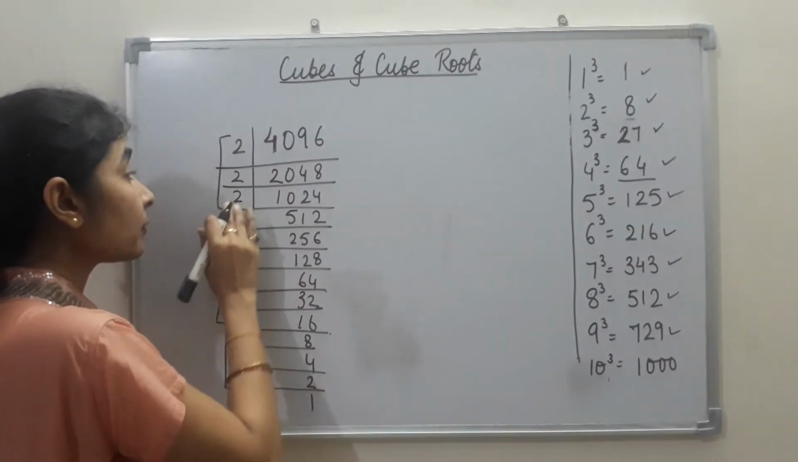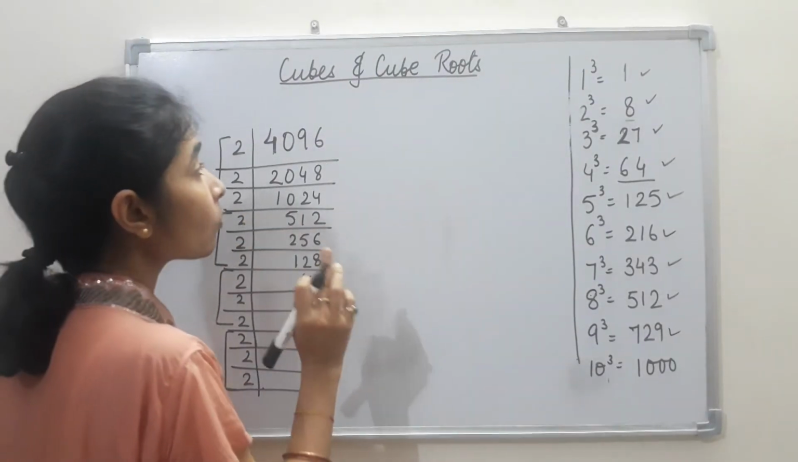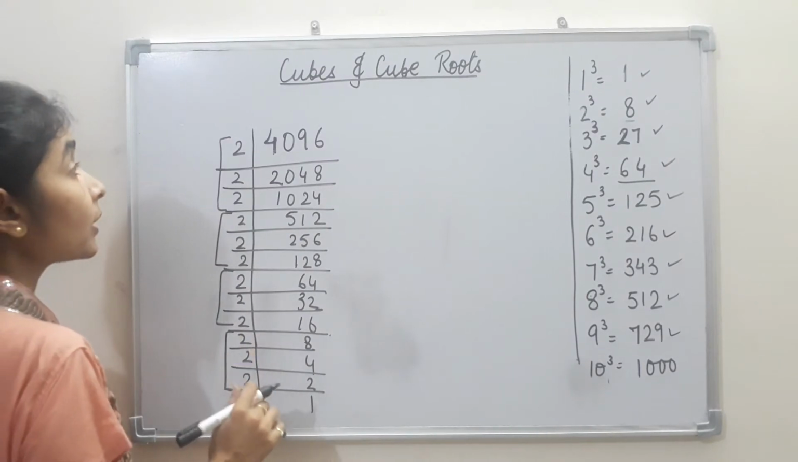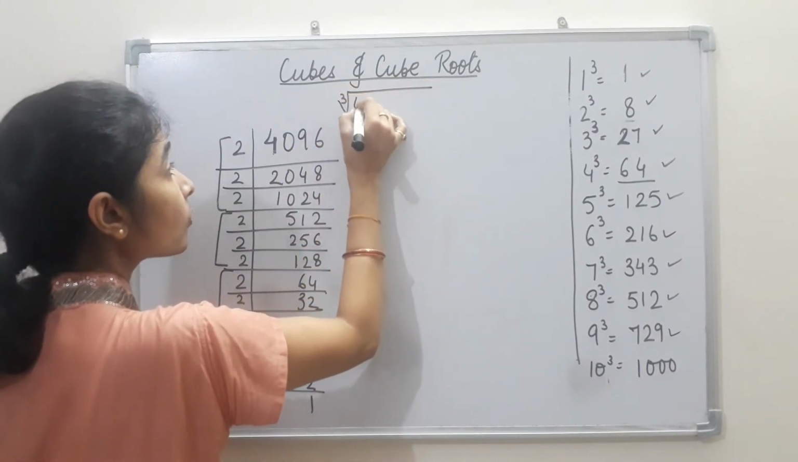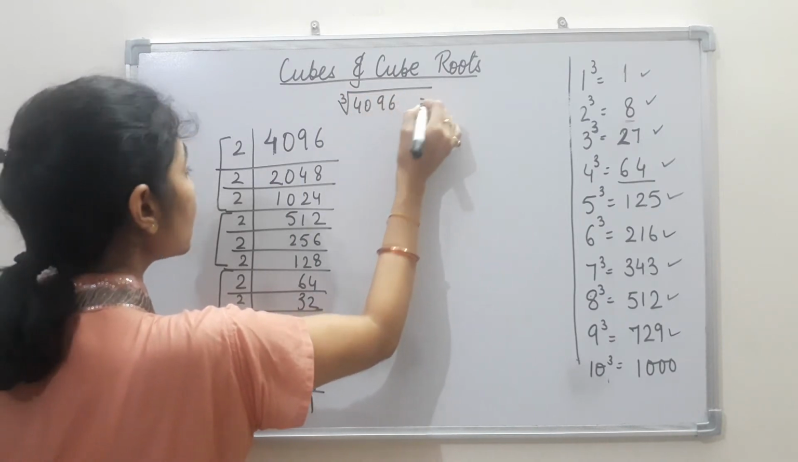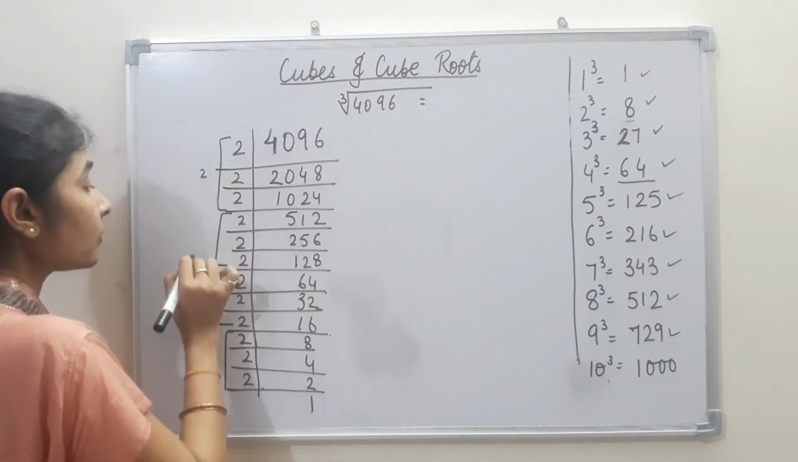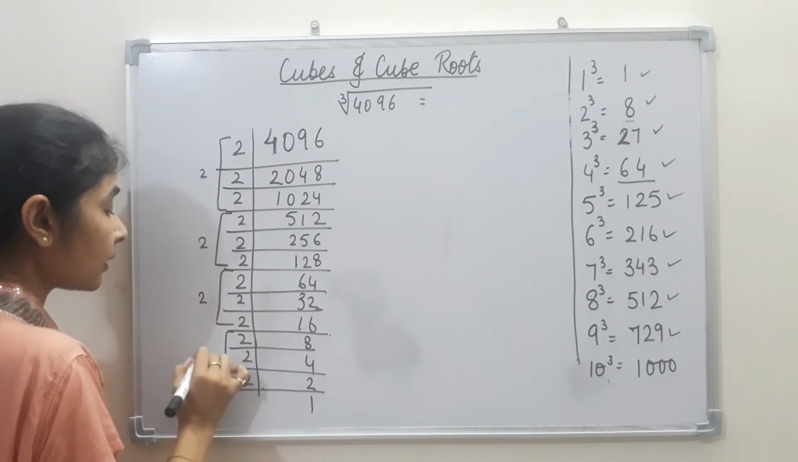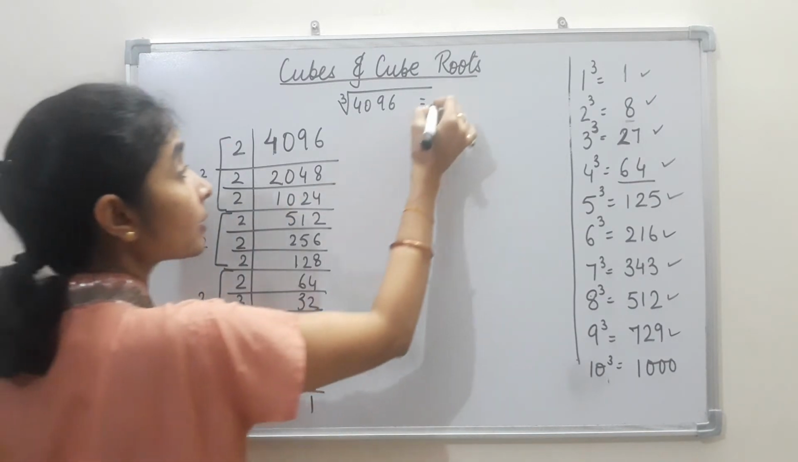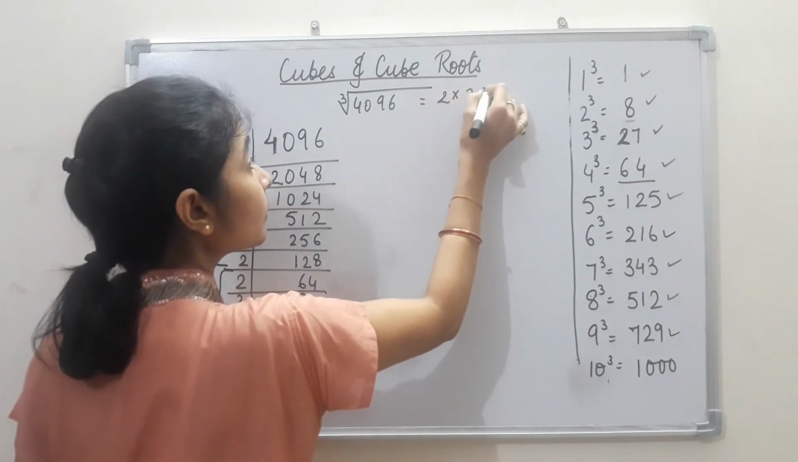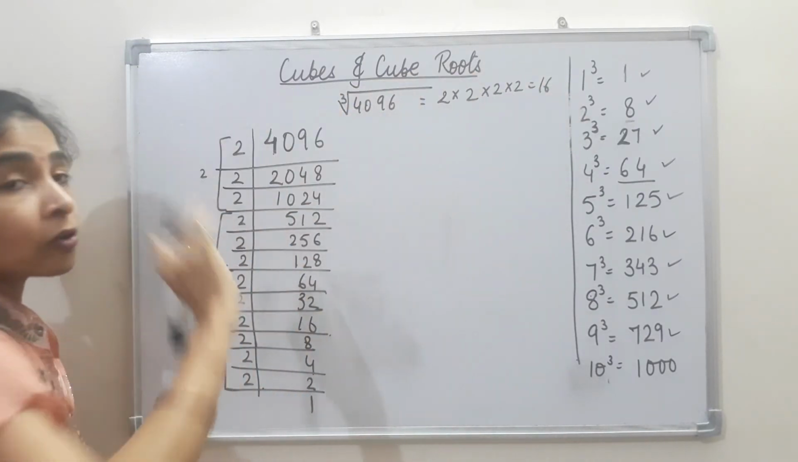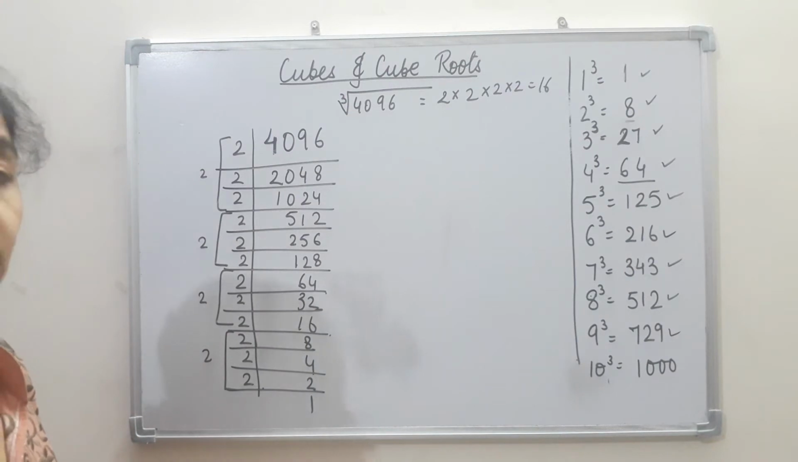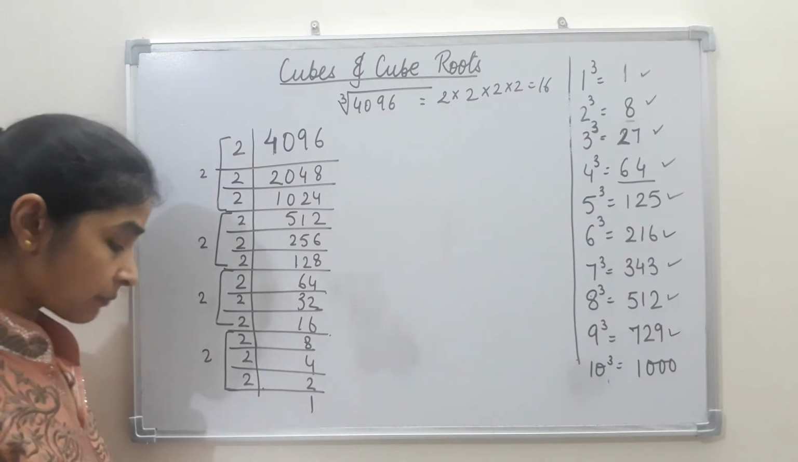Now for every 3 2's we are supposed to take only 1. Okay, so cube root of 4096 is equal to, here we will take only 1 2 for it, again and again, only 4 2's will be there. So 2 into 2 into 2 into 2, and that is equal to 16. So the cube root of 4096 is 16. Like this it goes. Let us take one more number.